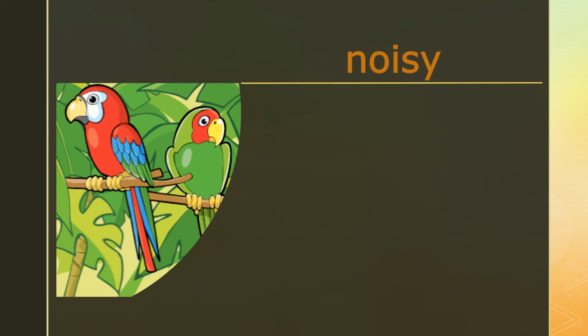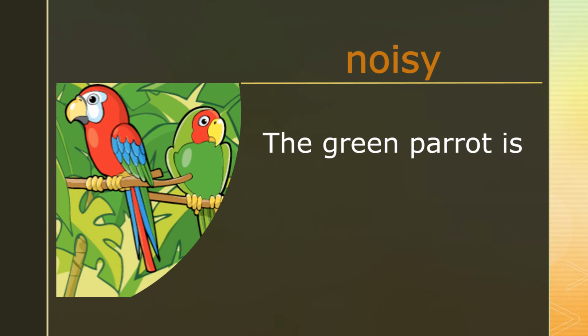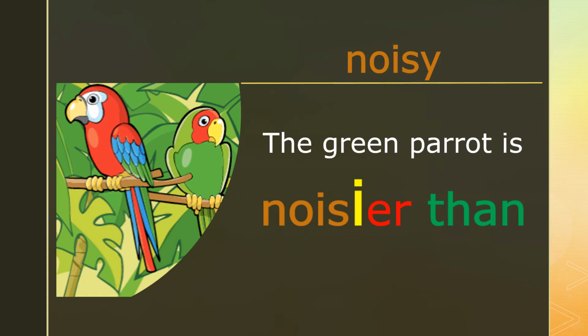What about noisy? Which one is noisier? Let's see together. The green parrot is noisier than. Okay, can you look at noisy? The adjective noisy ends with Y. When I have Y, I have to cross the Y and put, yes, excellent, I. So before I add ER in the comparative form, I have to cross the Y and put I, and then I put ER. So it should be the green parrot is noisier than the red one.